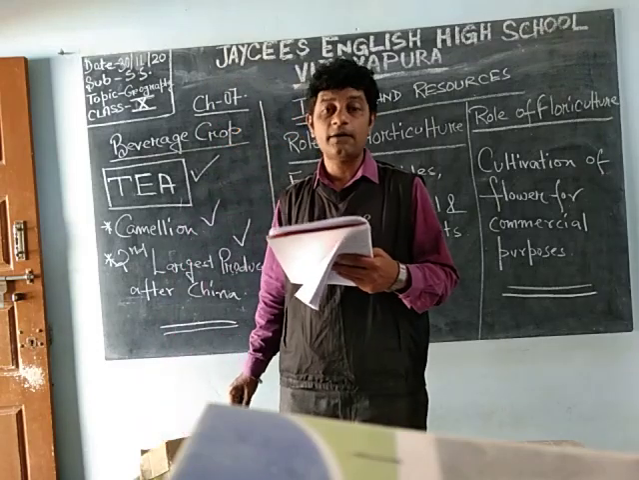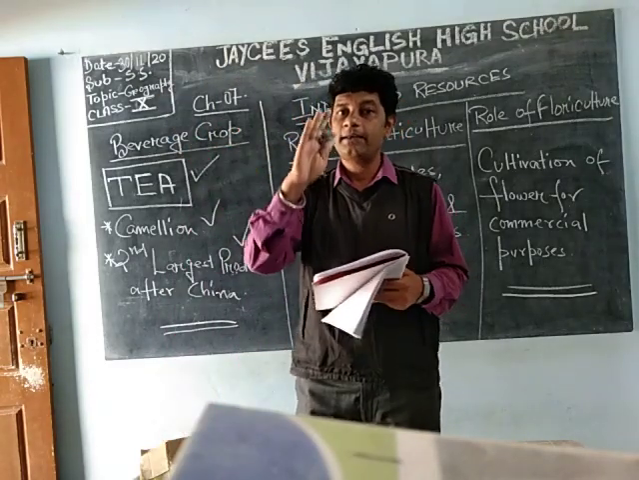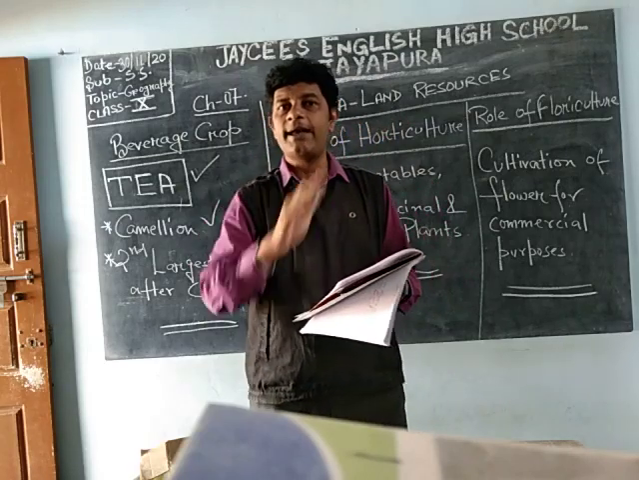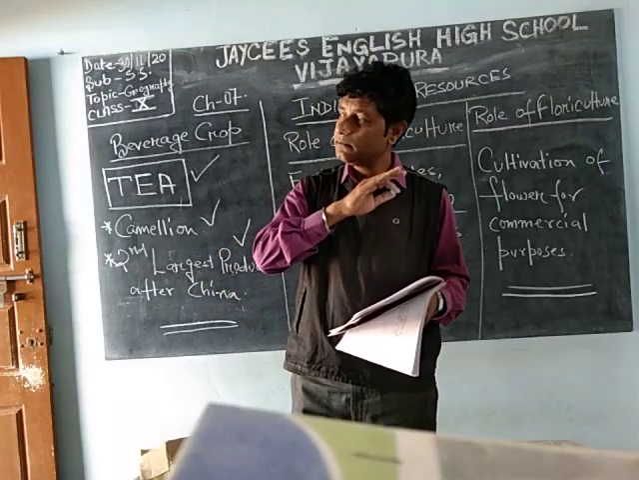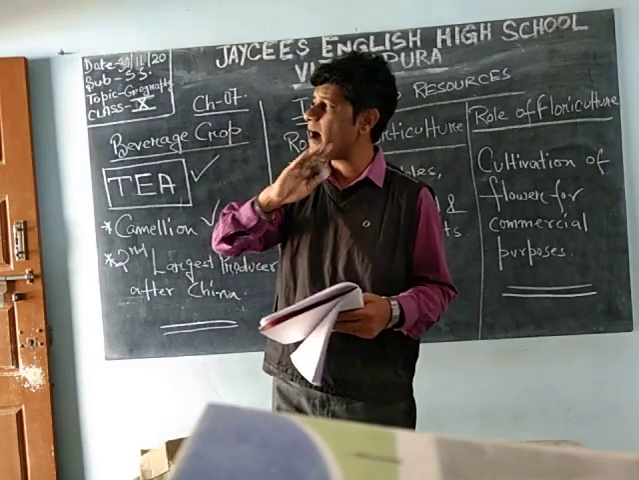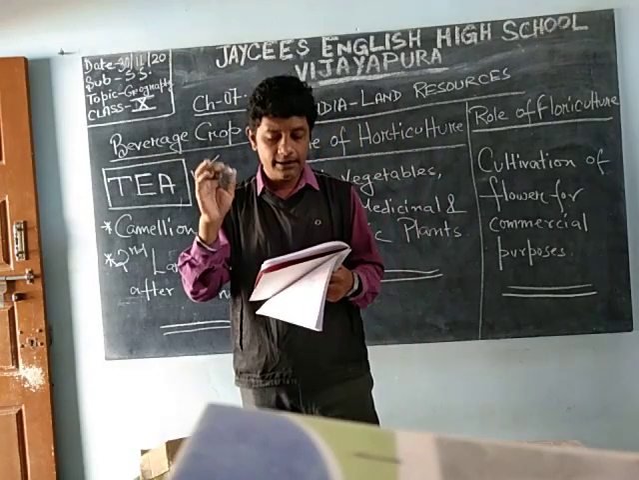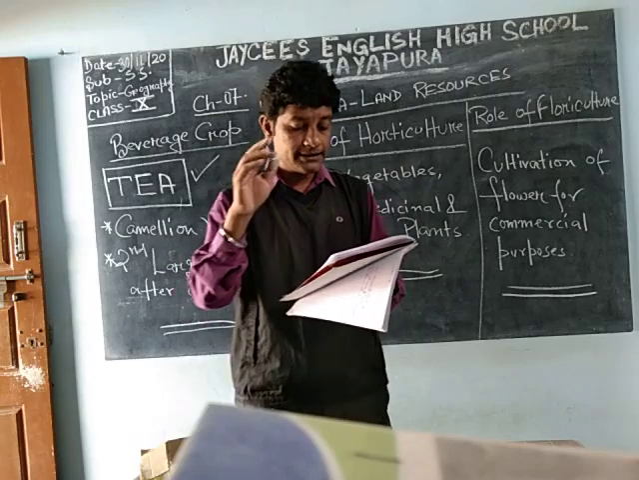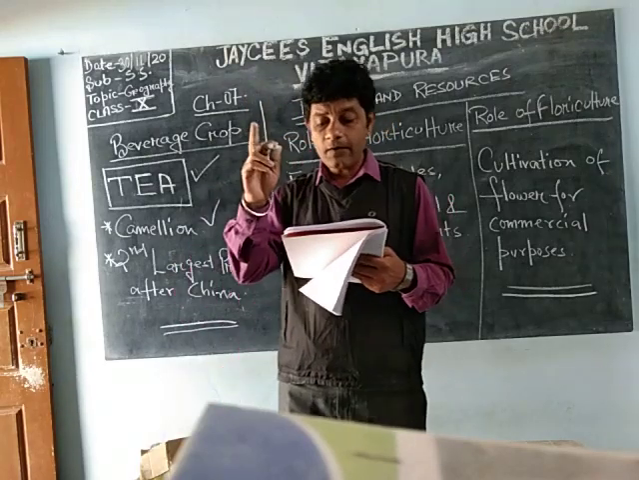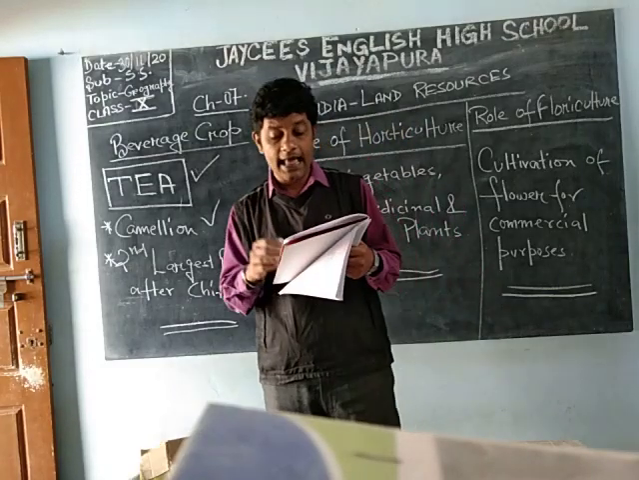Tea is a plantation crop. Plantation crop means it is grown on extensive land. It generally grows in a slope area, in a hilly region like coffee, and only on very vast land is tea produced. So tea is a plantation crop. It is a tropical and subtropical crop. It requires a temperature of 21 to 30 degrees centigrade and heavy rainfall of 150 to 250 centimeters annually.